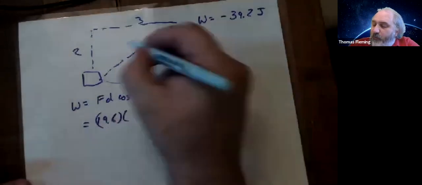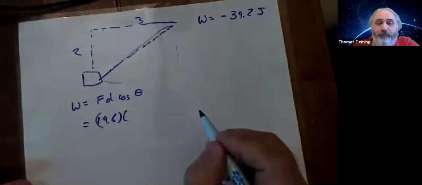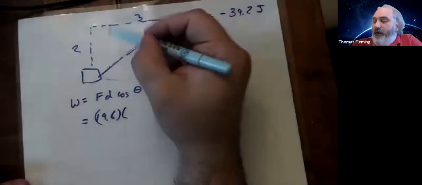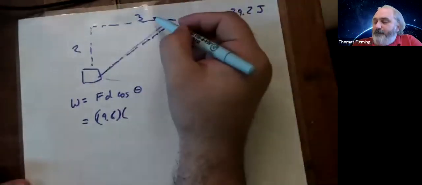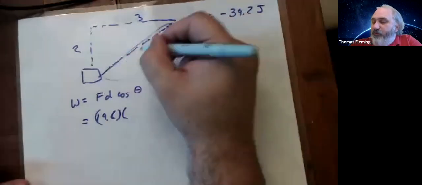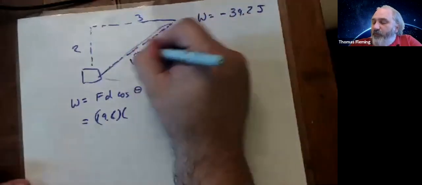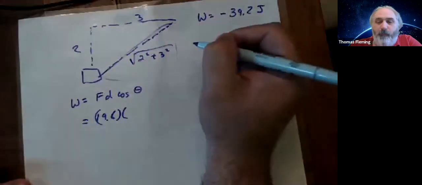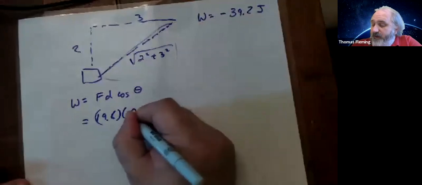Now, D is going to be whatever this diagonal distance is. Now, how big is that diagonal distance? Well, I notice this is a right triangle, right? And so I could find that hypotenuse using the Pythagorean theorem. It would equal the square root of 2 squared plus 3 squared. And I could calculate what that is.